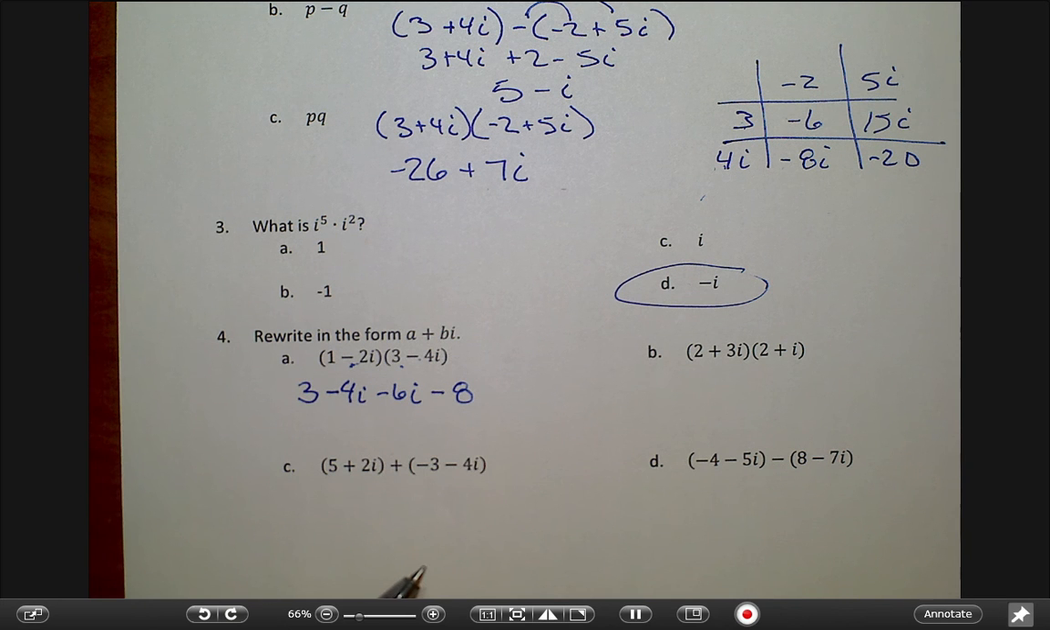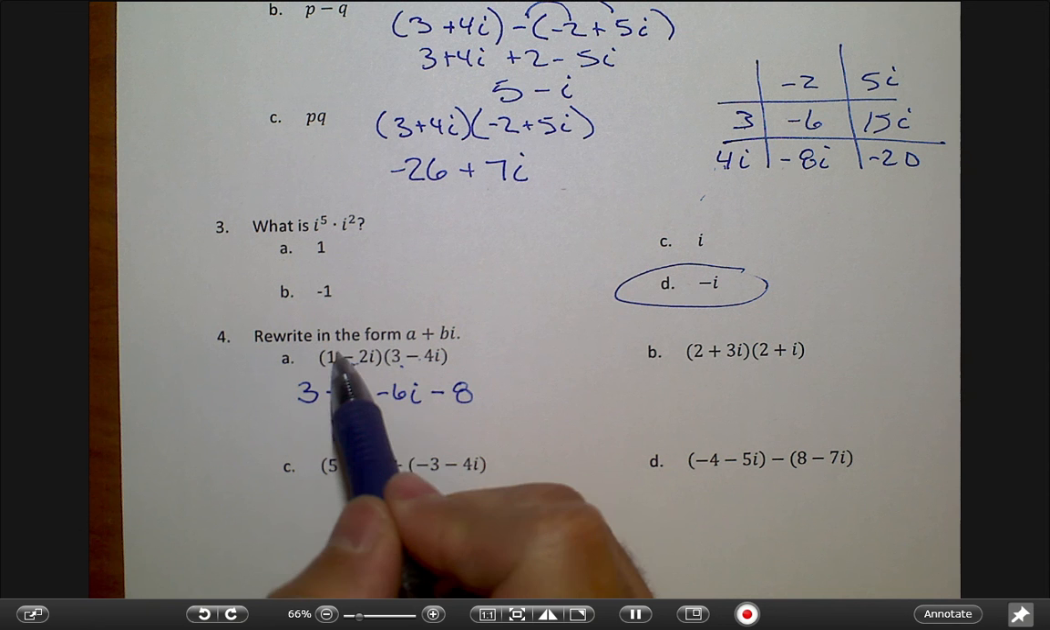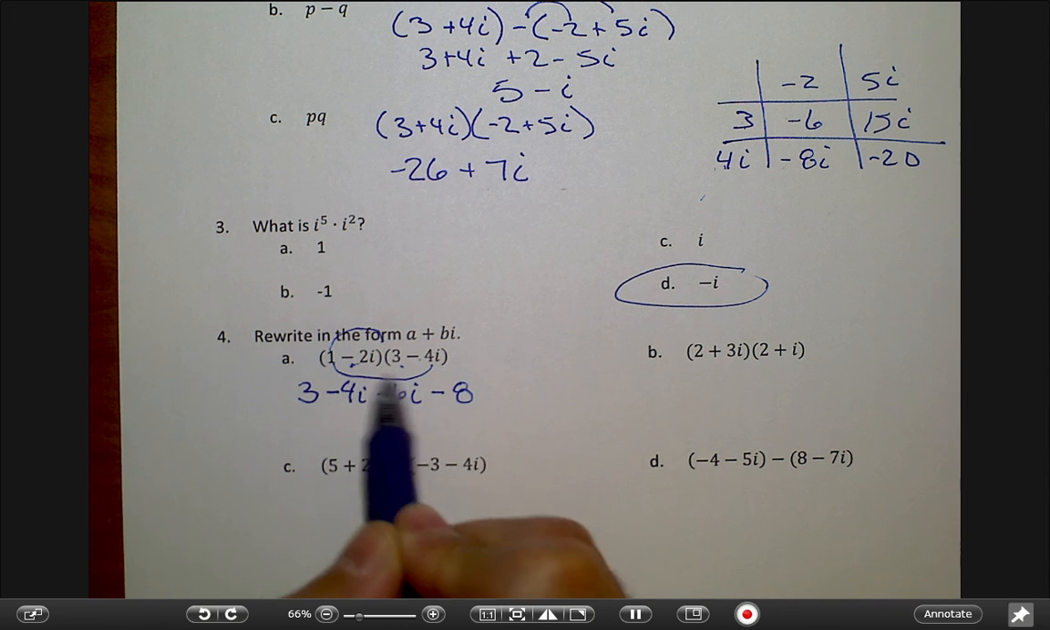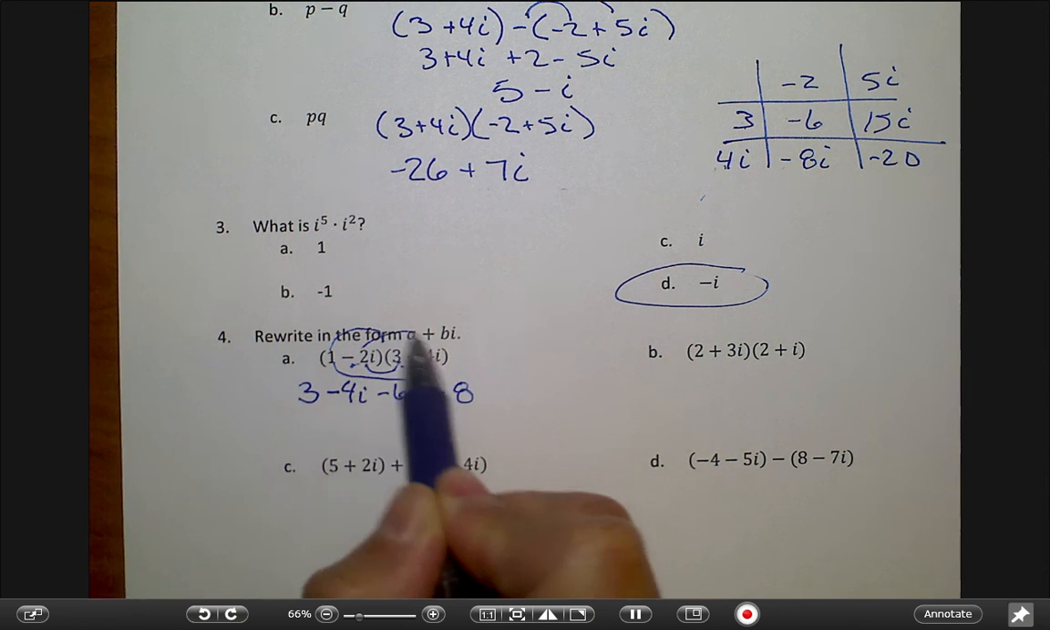Yeah, you could do the box method. I already did the box method once, and now I'm just doing the FOIL method. You'll get the same answer, box and FOIL. So I did the first, I did across, I did inner, and then the last.